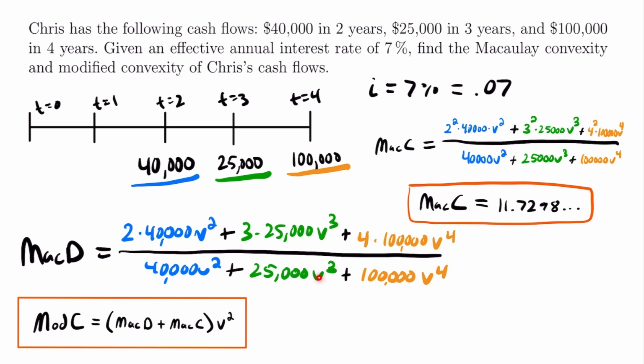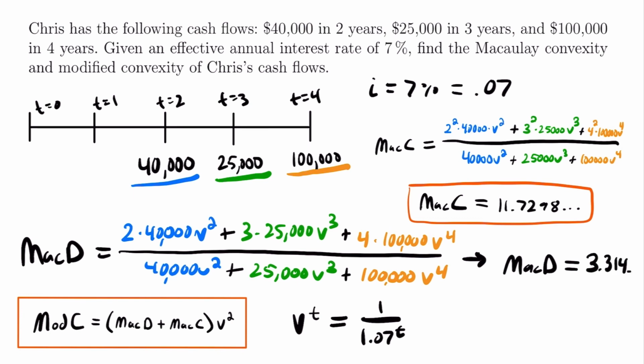And so if you plug all this into your calculator, just remember to replace v, or the present value factor, with what it's equal to in terms of i. Once again, remember that v to the power of t in this example will be 1 divided by 1.07 to the power of t. And so if you remember that and plug this into your calculator, you will find that the Macaulay duration is equal to 3.314 and some more decimals.